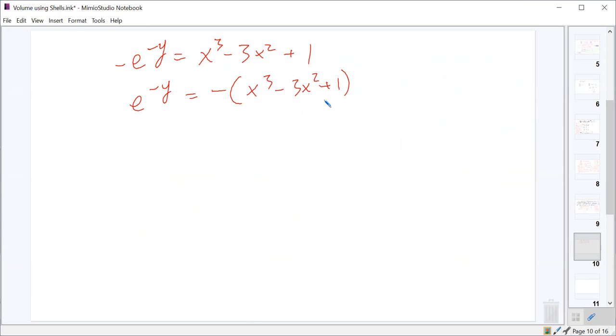Everybody go with that? You can distribute it through if you want, doesn't matter. What about next? What should we do? Take the natural log of both sides. So that's going to give me negative y equals natural log of negative, I'll just distribute it through, negative x cubed plus 3x squared minus 1. And then we just need to multiply by another negative 1.